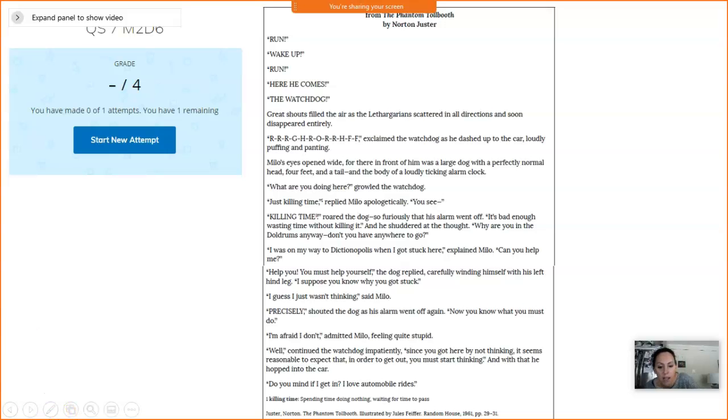And if you notice at the bottom, there's this little 1 next to killing time, and down here it says spending time doing nothing or waiting for time to pass. That's what killing time means. It's an idiom.